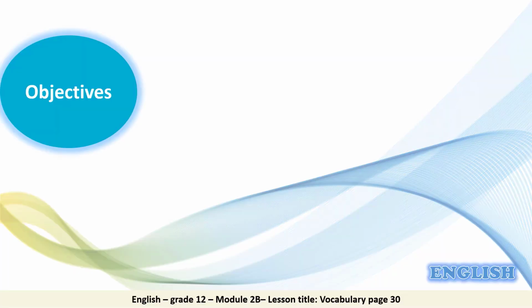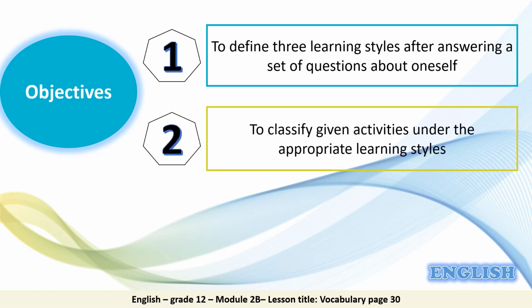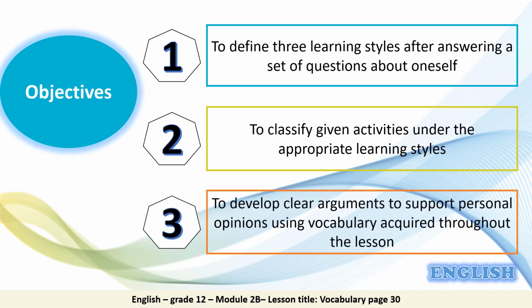In today's lesson, we'll be targeting three main objectives. The first one is to define three learning styles after answering a set of questions about oneself. The second one is to classify given activities under the appropriate learning styles. The third and last is to develop clear arguments to support personal opinions using vocabulary acquired throughout the lesson.